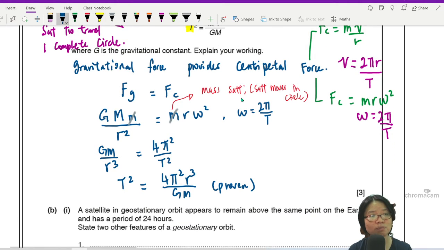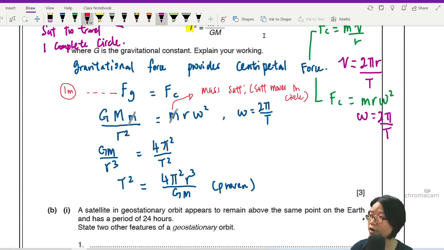A few things to know. Where are the 3 marks? Mark number 1 is when you write down gravitational force is equal to centripetal force. Here is 1 mark. This concept is where all the proving should start. The second mark is when I see GMm over r squared is equal to m r omega squared together. Let me change color to mark this. Together with this too.